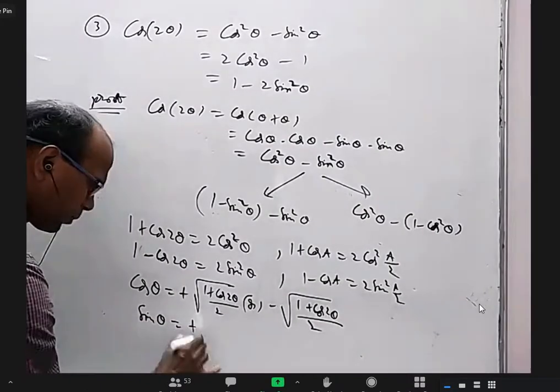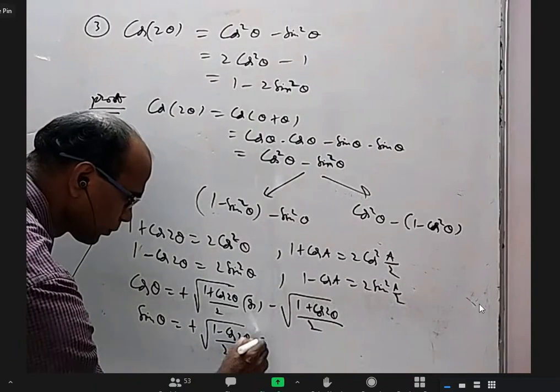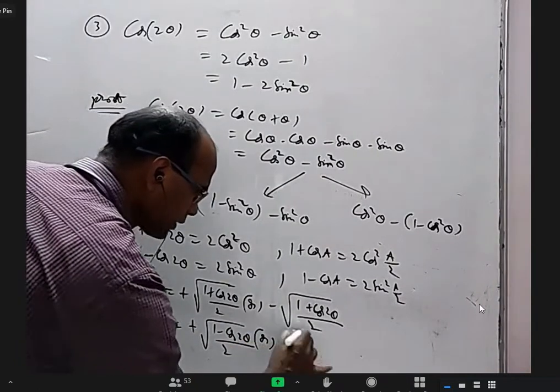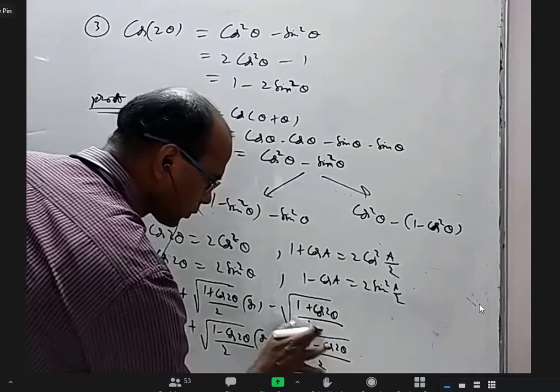Sin theta is plus square root of (1 minus cos 2 theta) by 2, or minus square root of (1 minus cos 2 theta) by 2.